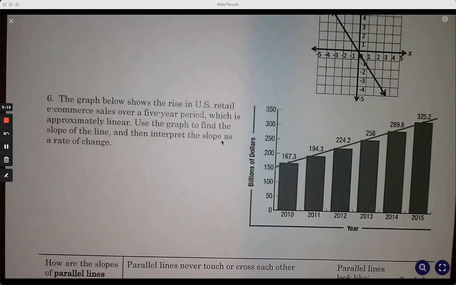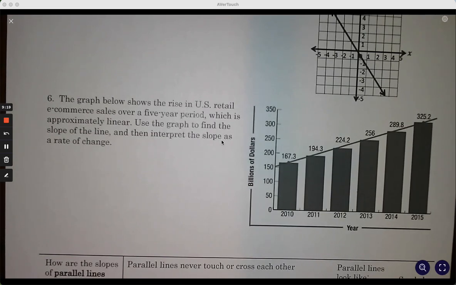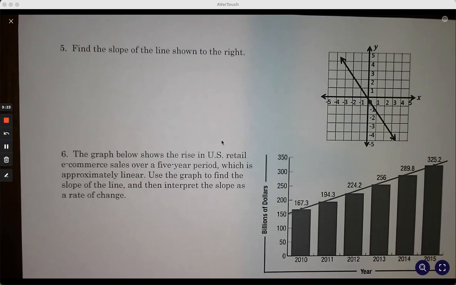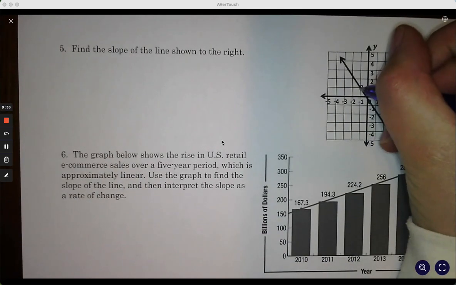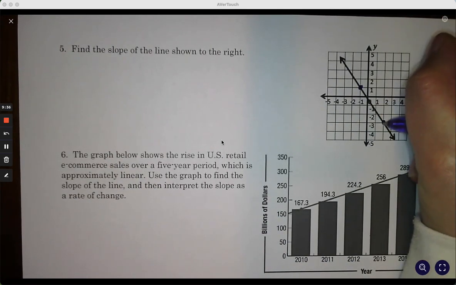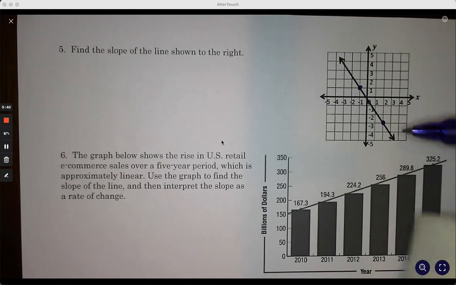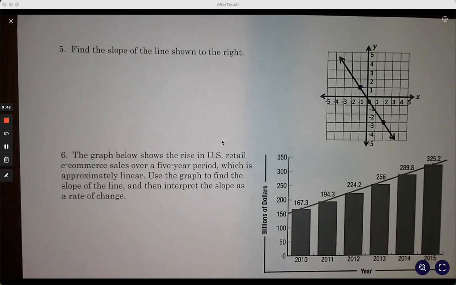Okay, let's see what examples we got on the back. Find the slope of the line shown to the right. So pick 2 good points and count your rise over run. This one looks pretty good. Some people would probably pick the origin, but it doesn't look like it's directly on the origin, so I'm going to skip it.